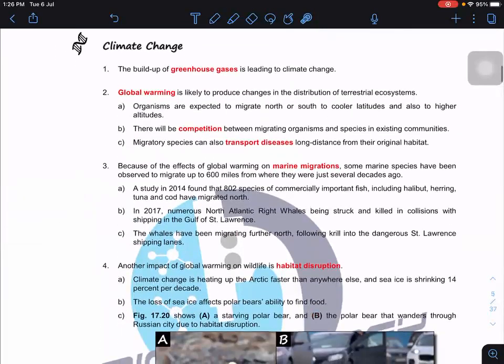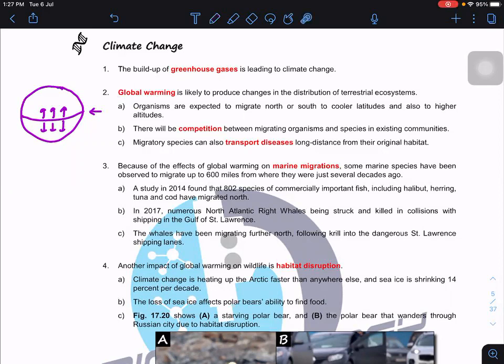So the second threat will be climate change. In this case, particularly we talk about the greenhouse gases leading to climate change. Nowadays we do know that global warming takes place. So what happened here is, at the equator regions, the temperature is high, so some of the animals now start to migrate to the north or to the south. So what will happen here is they become invasive alien species. That's one of the possibilities, or second, they will compete with the native species for the food resources.